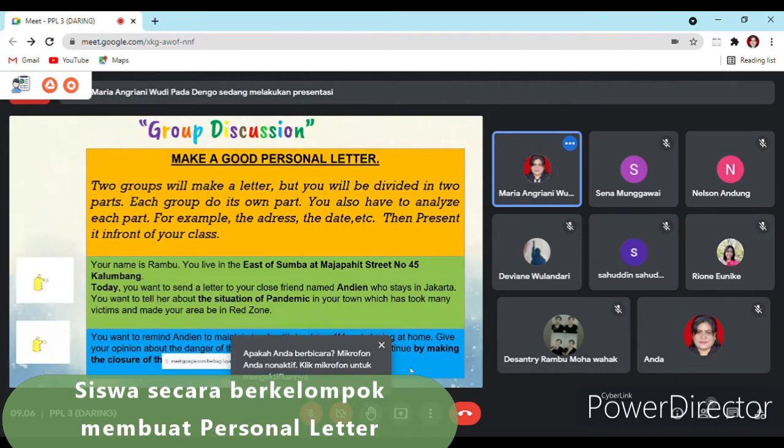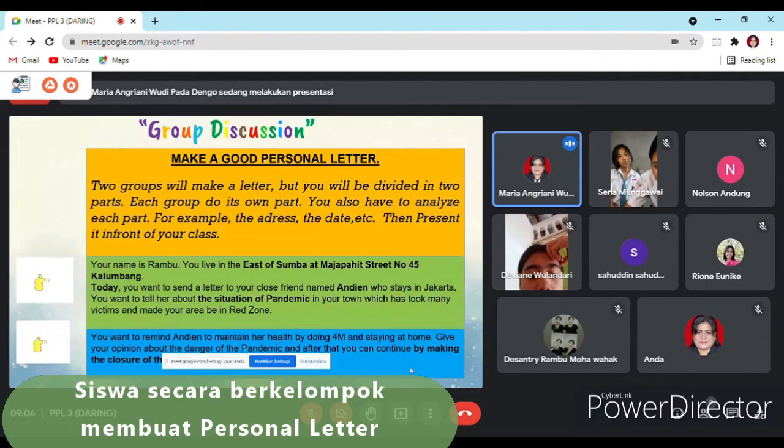Jadi, because of the time, we just make a letter. Jadi, karena waktu terbatas, kita hanya membuat satu surat. But I divide you into two parts. Jadi, saya bagi dalam dua kelompok, di mana the first group, green group tadi itu, ini sesuai warnanya ya. Green group, please do the first part. Jadi di situ, imagine your name is Rambu, you live in the east of Sumba, blah, blah, blah.